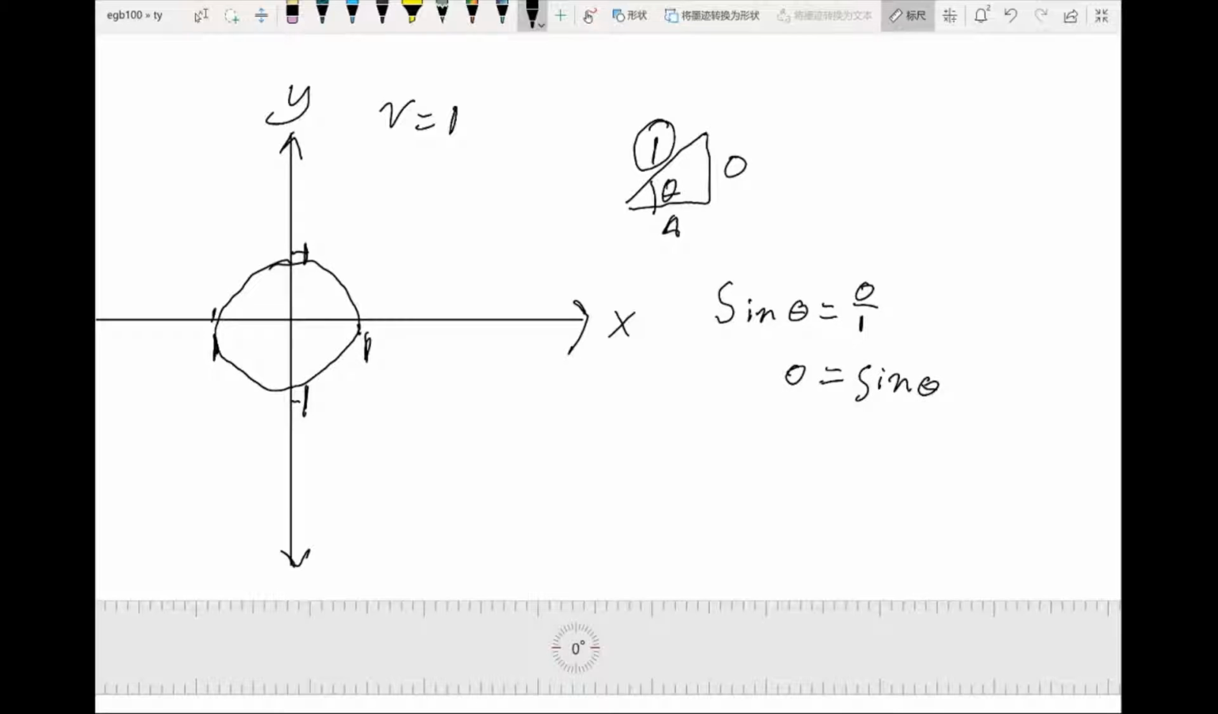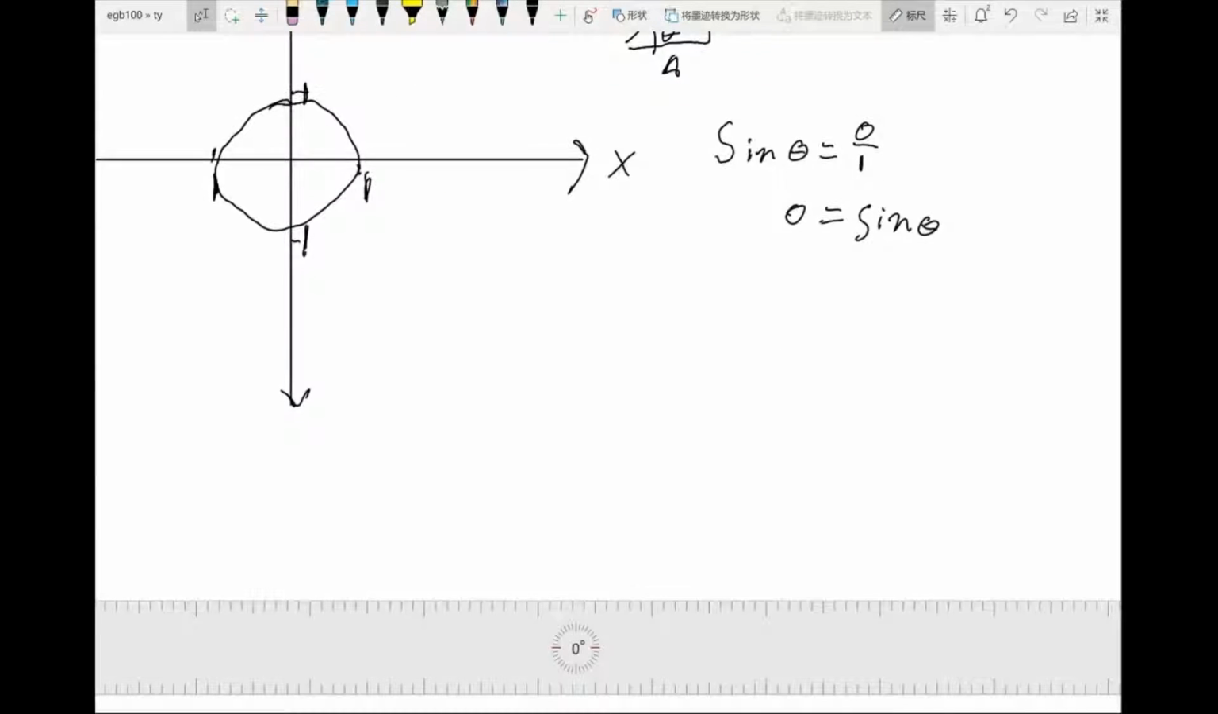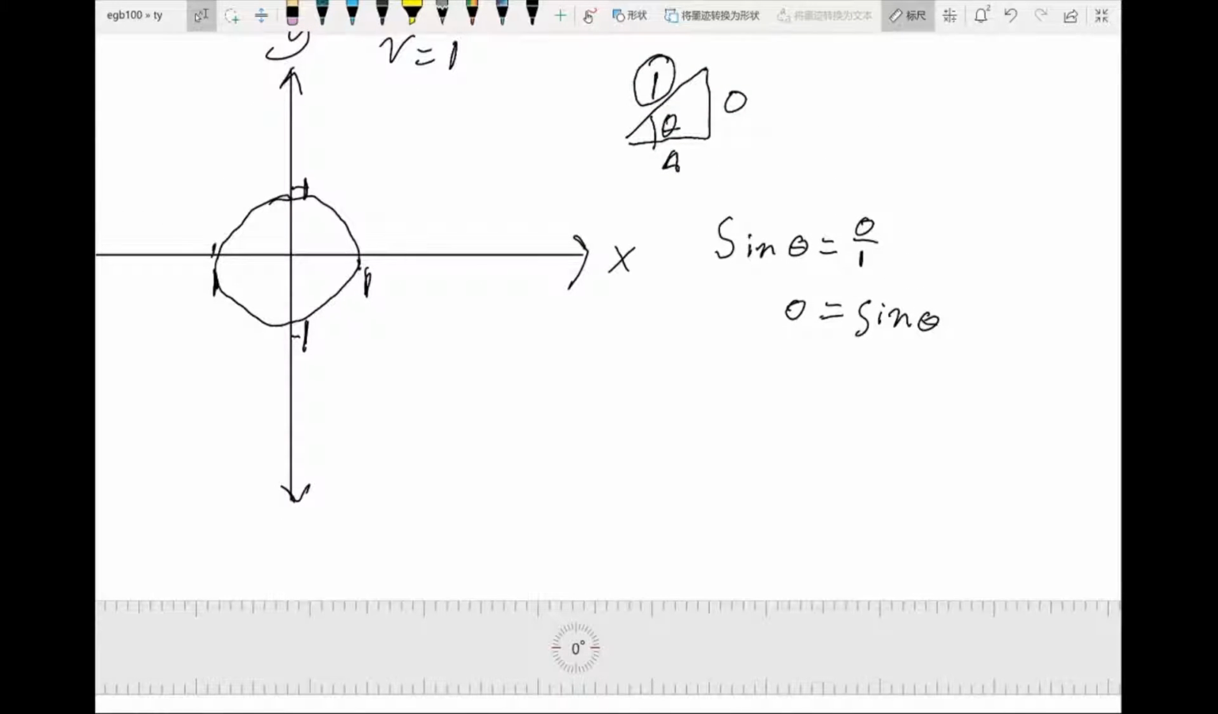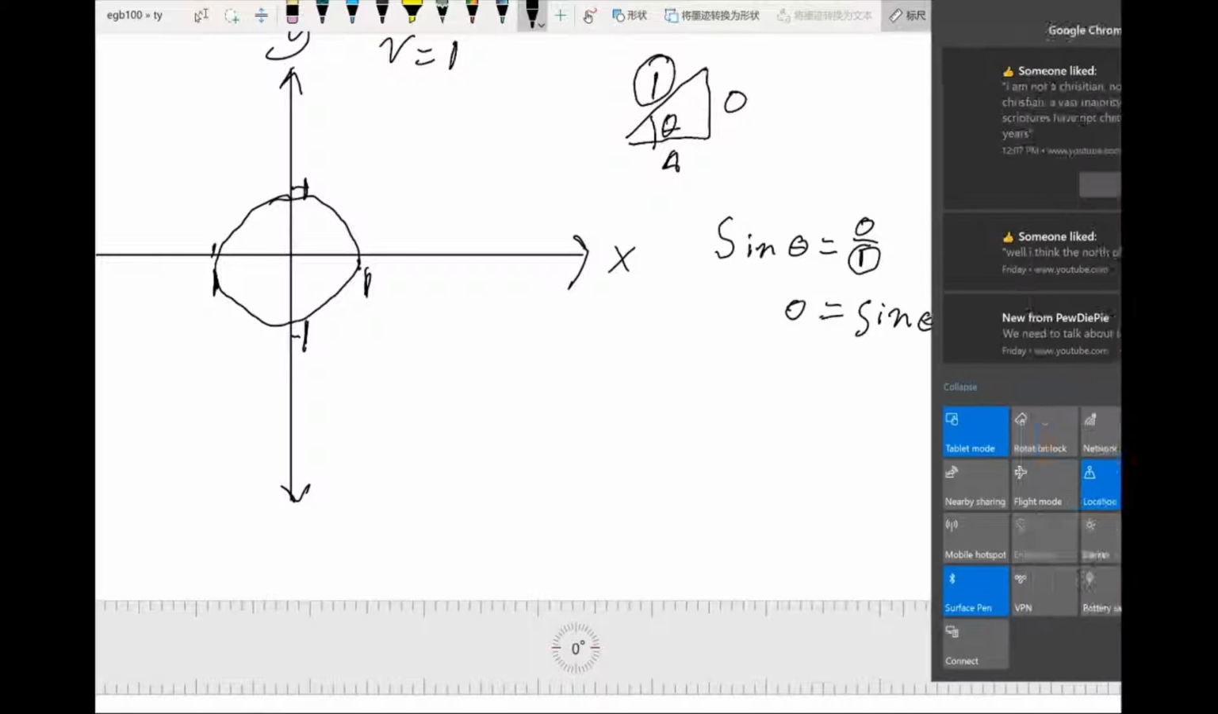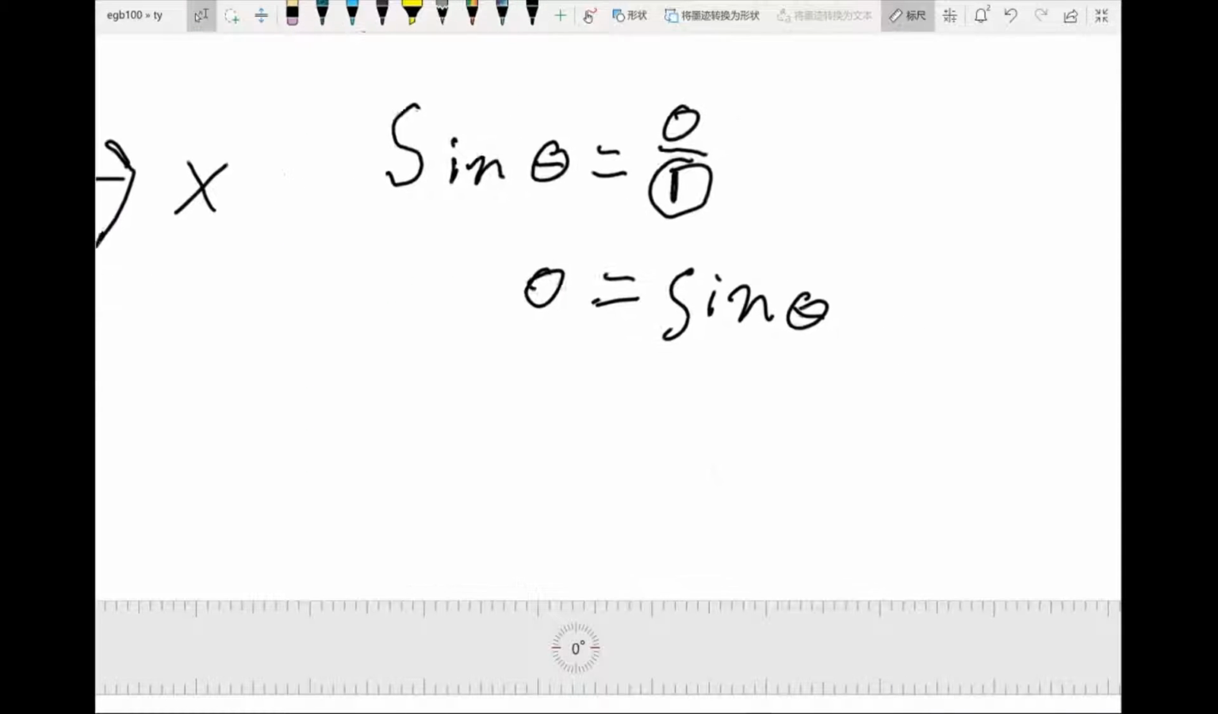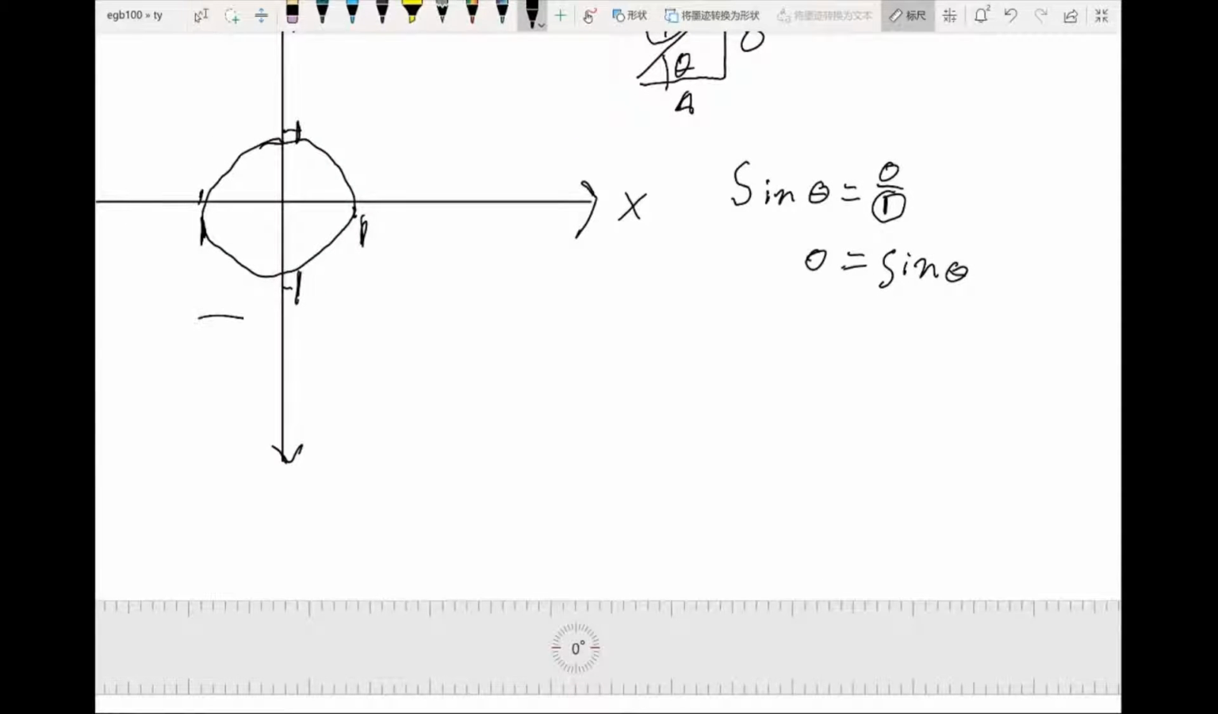And to understand why this is so useful, we need to think that if this was any other number, we would times it by sine theta. Therefore, we can use the unit circle to calculate the sine of any theta very, very easily.